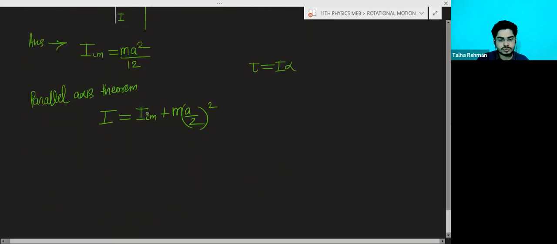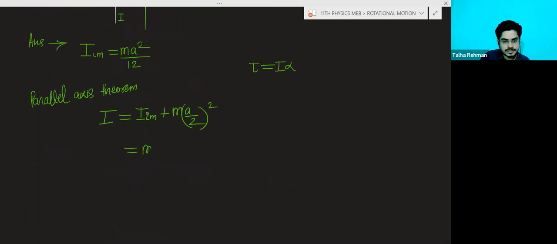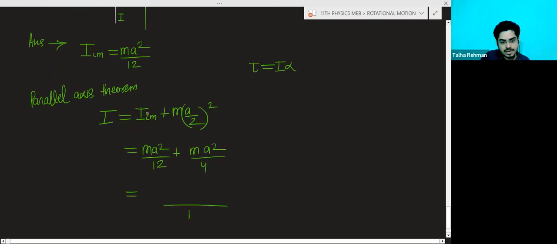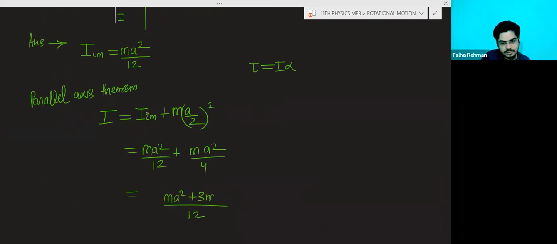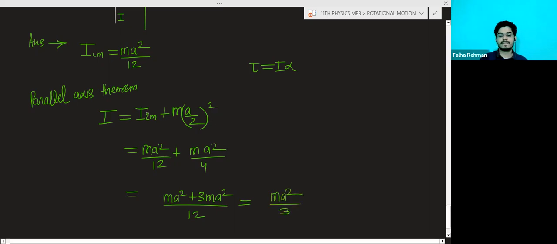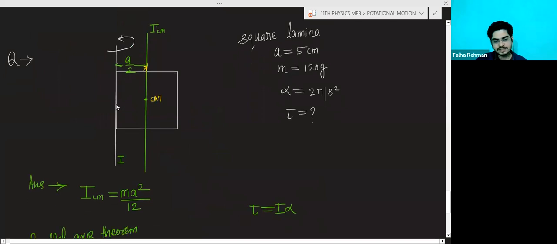So about this axis, the moment of inertia is MA square by 12 plus MA square by 4. You can take the LCM, 12 is the LCM. So it will become MA square plus 3MA square, which is 4MA square, and 4 threes are 12. It will become MA square divided by 3. So the moment of inertia about this axis is MA square by 3.